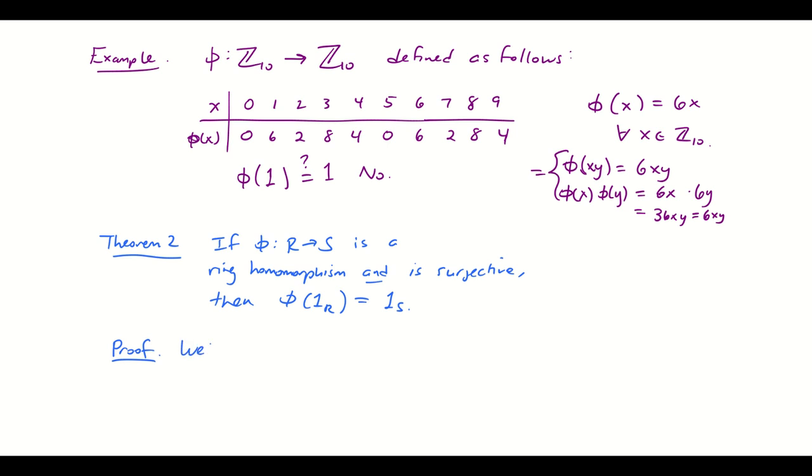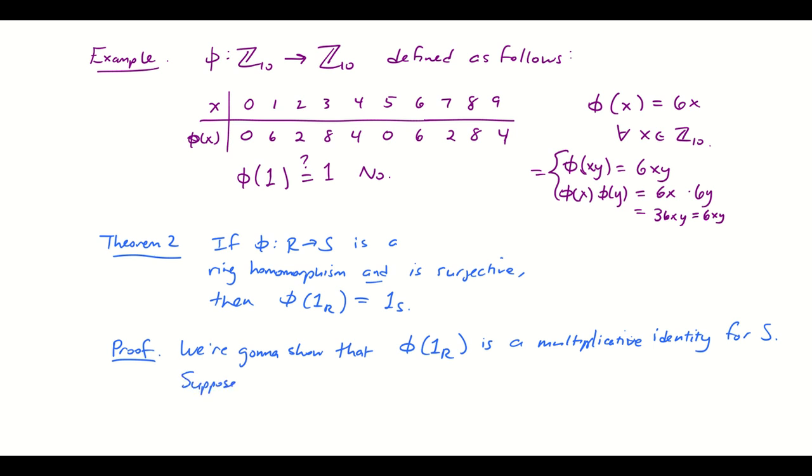So we're going to show that phi of 1 is a multiplicative identity, sorry, my handwriting is terrible here, is a multiplicative identity for S. All right, well, how do we show something's a multiplicative identity? We show that multiplying it by anything in S doesn't change that thing. So here's how we do it. Suppose y belongs to S.